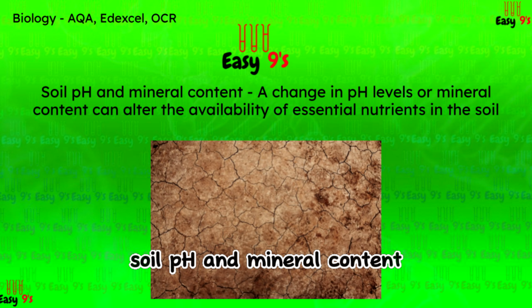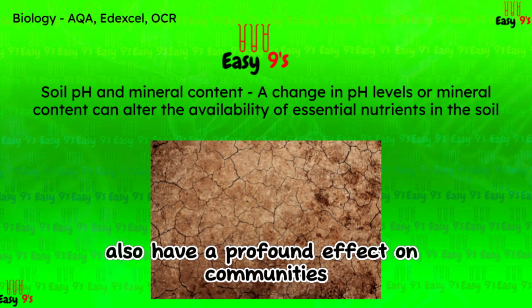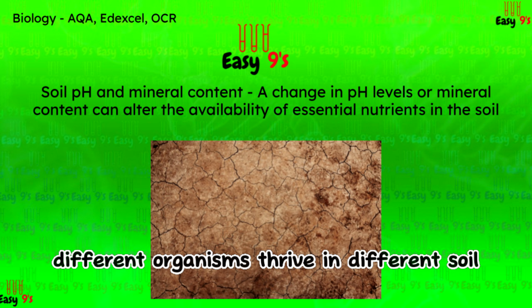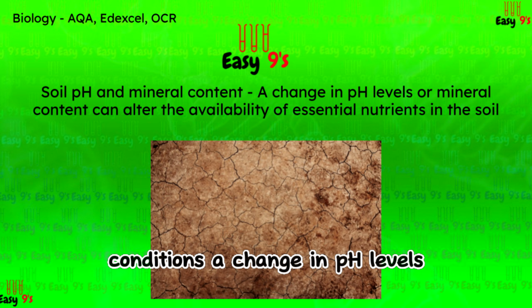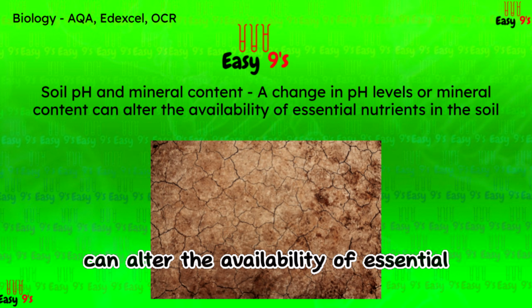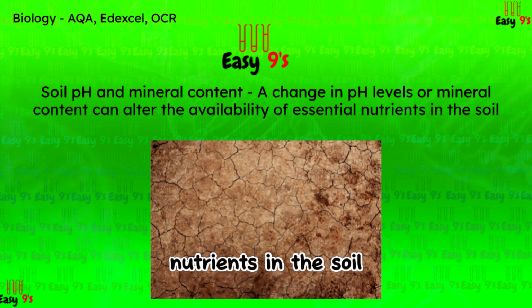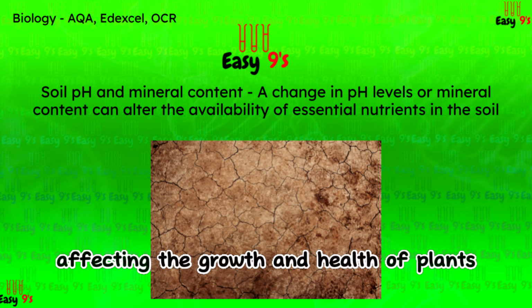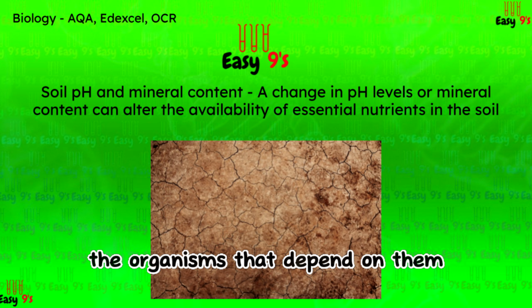Soil pH and mineral content also have a profound effect on communities. Different organisms thrive in different soil conditions. A change in pH levels or mineral content can alter the availability of essential nutrients in the soil, affecting the growth and health of plants and consequently the organisms that depend on them.